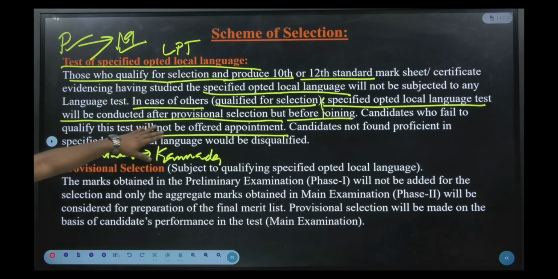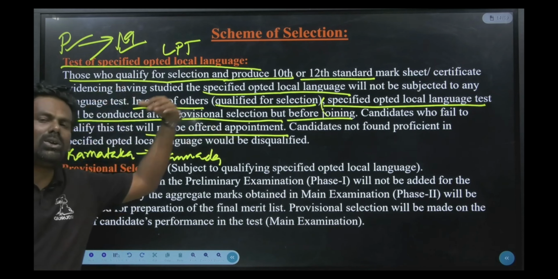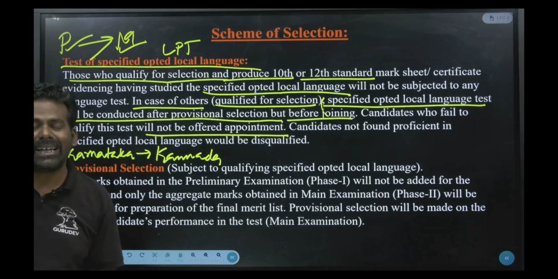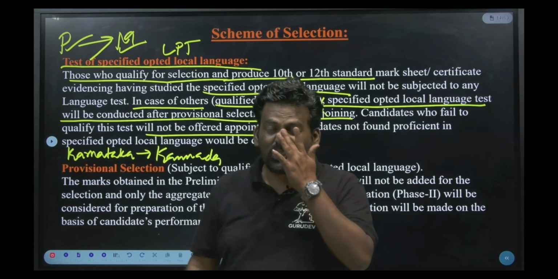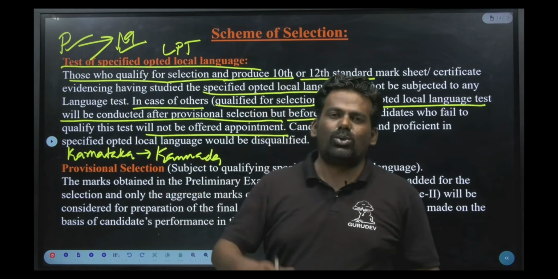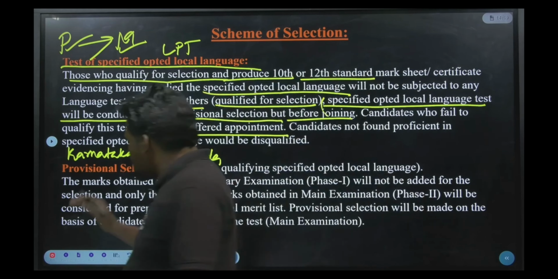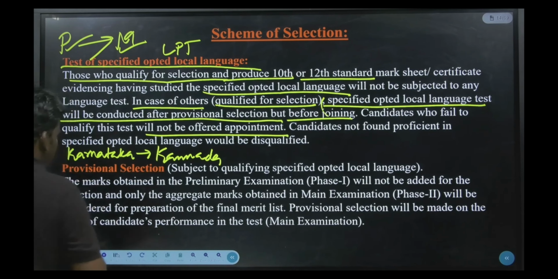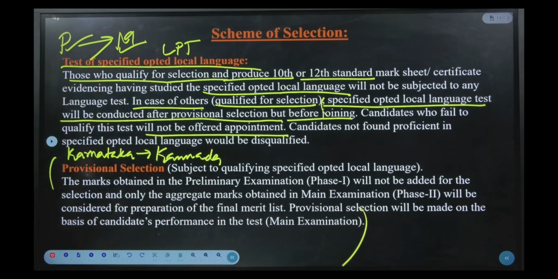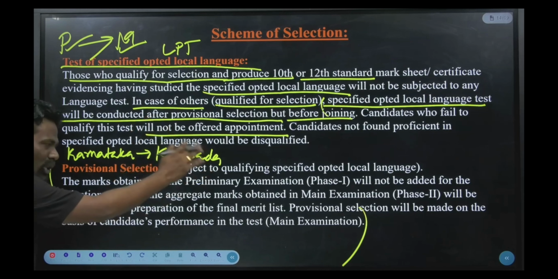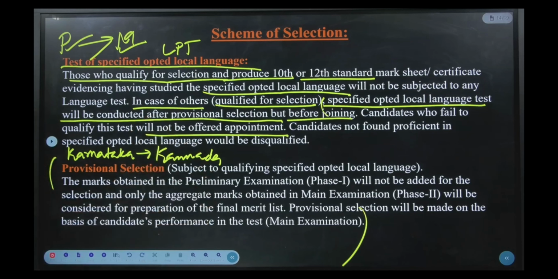If you know the local language, then only you can apply for that particular state, because in SBI Junior Associate, if you join the bank as Junior Associate, you will not be transferred outside the state. So the local language is very important. Provisional selection, this is again very important. Here it says, subject to qualifying specified opted local language. This is very important here. Again and again they have specified it in the notification, so you should be very careful about it.